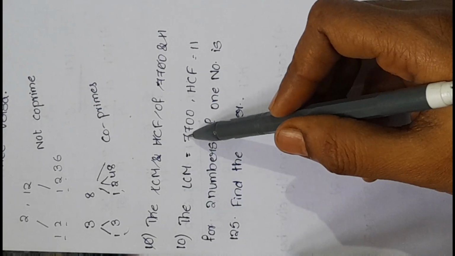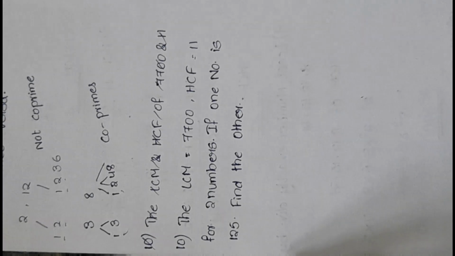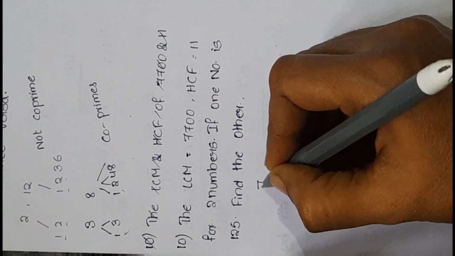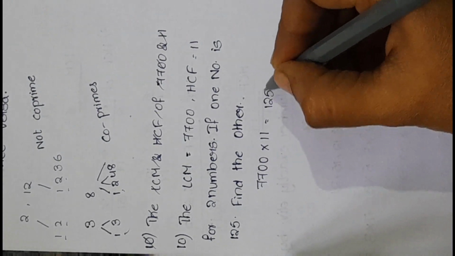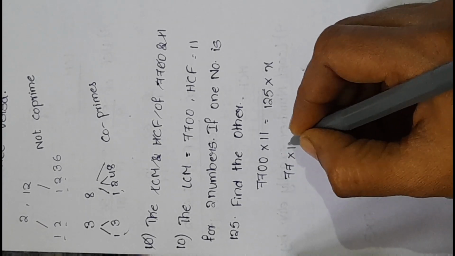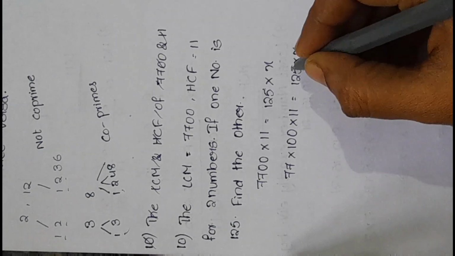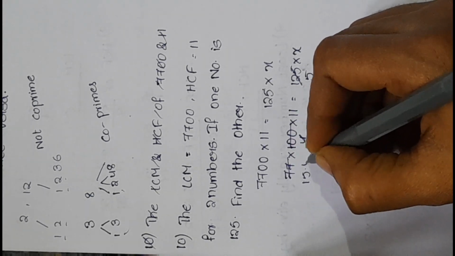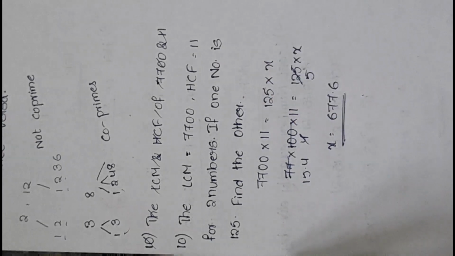Tenth question: the LCM is 7700 and the HCF is 11 for two numbers. If one number is 125, find the other number. From the note point, we know that the product of the LCM and HCF is equal to the product of the numbers. So 7700 into 11 is equal to 125 into the second number. Let the second number be x. We can write this as 77 into 100 into 11 is equal to 125 into x. x is equal to 677.6, which is the second number.